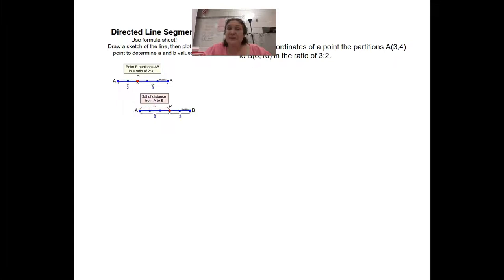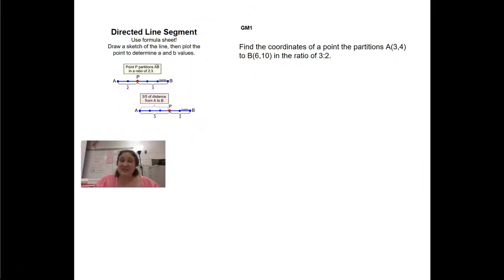Directed line segment. You will likely see at least one directed line segment just because it's on the formula sheet, and this would be the unit that you would get it. The formula sheet has 2 formulas that they use. The formula that I taught you to use is the first one, bx1 plus ax2.